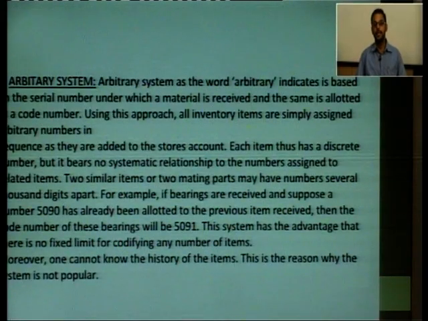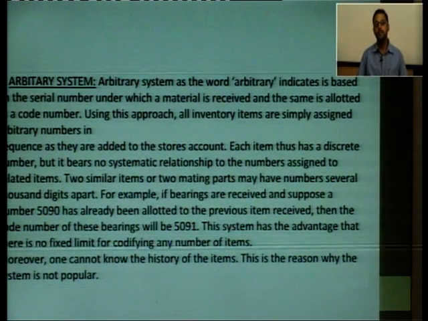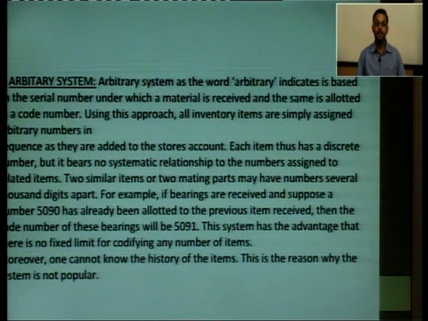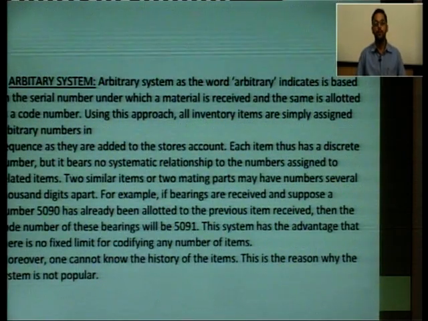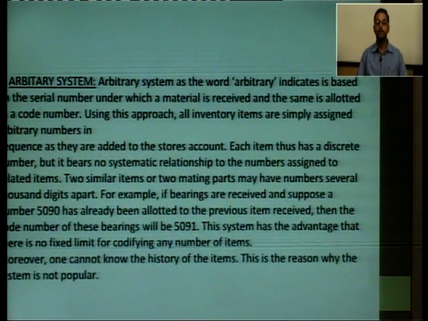That is, there is no relation of one coded number to another coded number. We can't superimpose any kind of relationship between the two codes. This system has an advantage that there is no fixed limit for codifying any number of items. It is obvious that whenever we code something, we do not have any kind of limits. Moreover, one cannot know the history of items. This is the reason why the system is not popular.